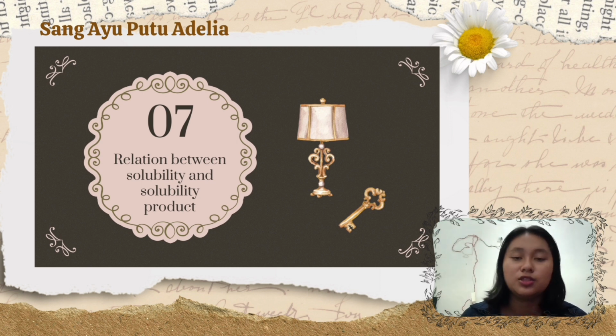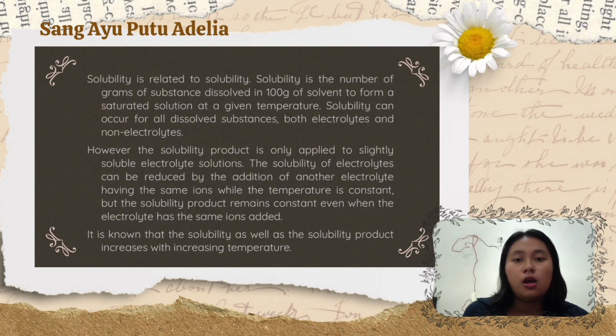Well, here I will continue the material about the relation between solubility and solubility product. Solubility is the number of grams of substance dissolved in 100 grams of solvent to form a saturated solution at a given temperature. Solubility can apply to all dissolved substances, both electrolytes and non-electrolytes. However, the solubility product is only applied to slightly soluble electrolyte solutions.